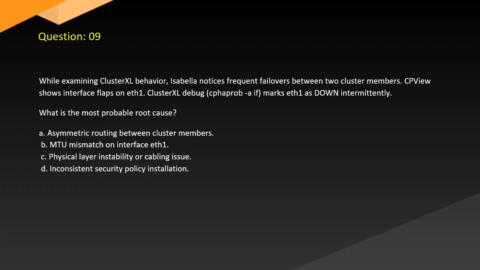Question 9. While examining ClusterXL behavior, Isabella notices frequent failovers between two cluster members. CPView shows interface flaps on eth1. ClusterXL debug, cphaprob -a if, marks eth1 as down intermittently. What is the most probable root cause? A. Asymmetric routing between cluster members. B. MTU mismatch on interface eth1. C. Physical layer instability or cabling issue. D. Inconsistent security policy installation.